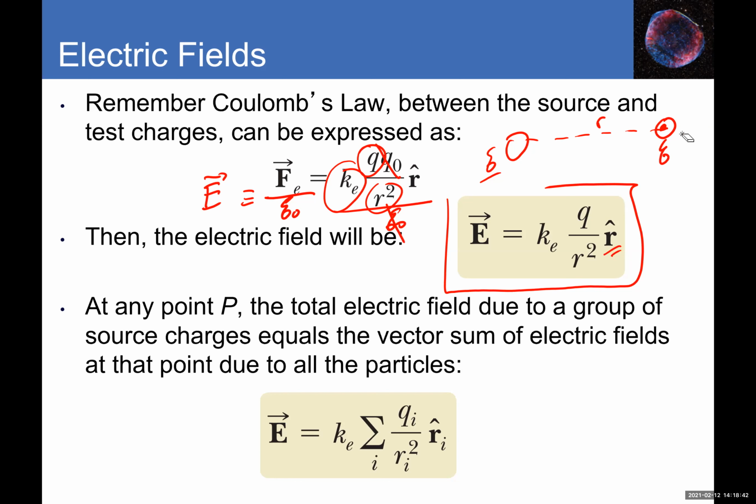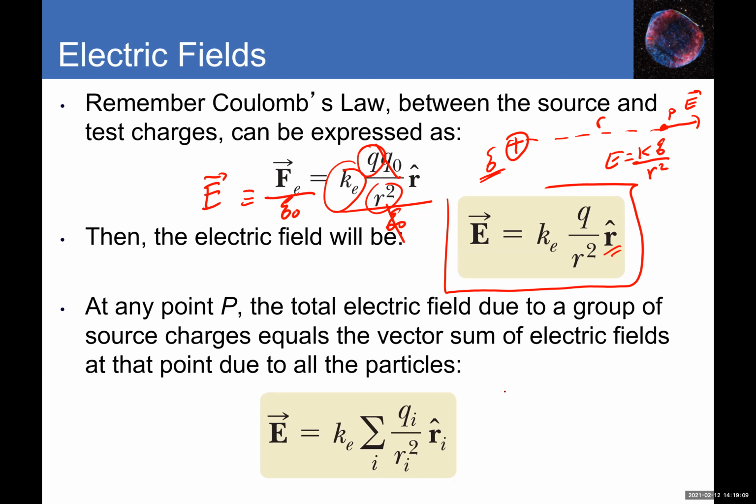That means I don't technically need any test charge to calculate the strength of the electric field over there. If it's a positive source charge, the direction is radially away, and the magnitude is given as K times the magnitude of the source charge divided by the distance squared to that point P. Then I can calculate the strength of the electric field.